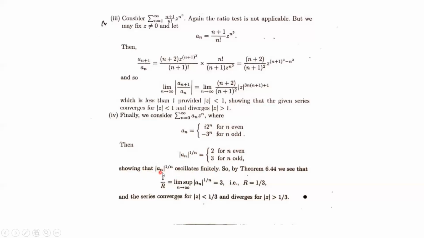Okay, so this sequence, modulus of a_n whole to the power 1 by n, oscillates between 2 and 3. So among 2 and 3, the supremum is 3, right? So the limit supremum of this sequence has to be 3 only. So according to the Cauchy-Hadamard formula, 1 by r will be the limit superior of modulus of a_n whole to the power 1 by n, which is equal to 3. From this equation, you will get r equal to 1 by 3. So this is a very nice example where you can employ the Cauchy-Hadamard theorem directly. And therefore, finally, we conclude the series converges for modulus of z less than 1 by 3 and diverges whenever modulus of z is greater than 1 by 3.